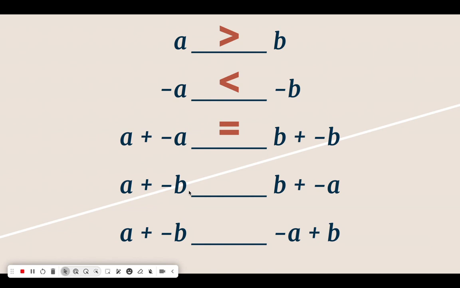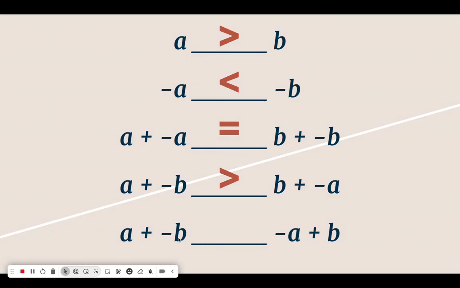A plus negative B and B plus negative A. So now we have the larger value plus, basically minus the smaller one. So you're going to end up with a positive number here, right? And then B plus negative A, remember this is negative, and this is larger than this one. So this is going to be a negative number, and this is going to be a positive number. So this one would be greater than.